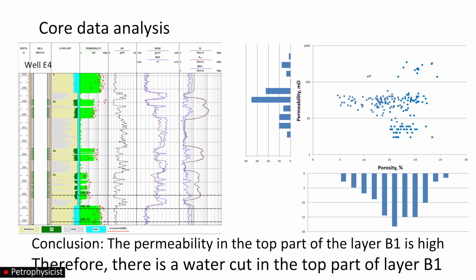Most likely, the upper part of the porosity permeability analysis points corresponds to the selected core in the upper layer B1. The permeability in the upper part of the formation is abnormally high compared to other intervals.